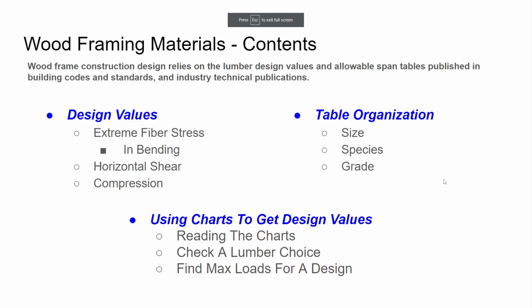Let me go to the slideshow view. It's a little bit cleaner for us. And so we have to learn how to read the charts, check a number, and find max loads.